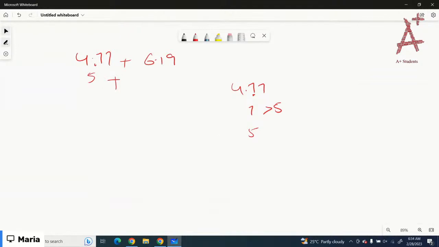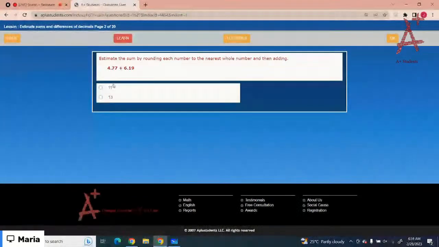Got it? The next one is 6.19. So the digit right after the decimal is 1, and 1 is less than 5. That means you have to round on the same whole number. So it would be rounded off to 6. So 6 plus 5 makes 11. So the estimated answer is 11. Got it? So the correct option is 11.